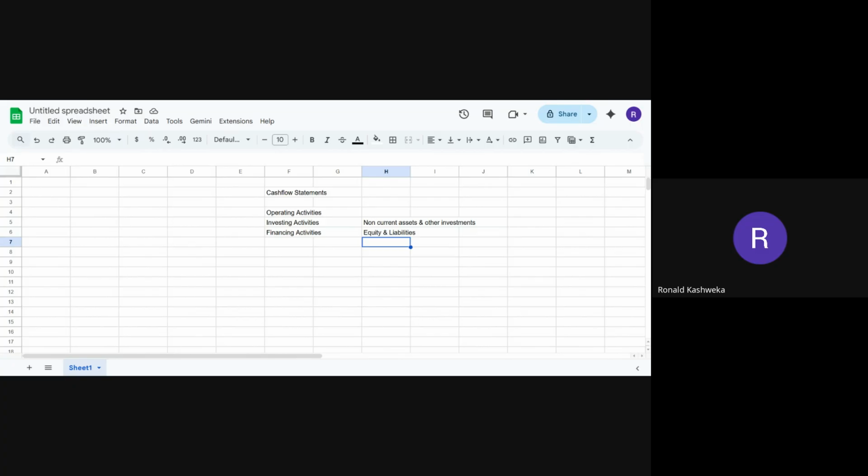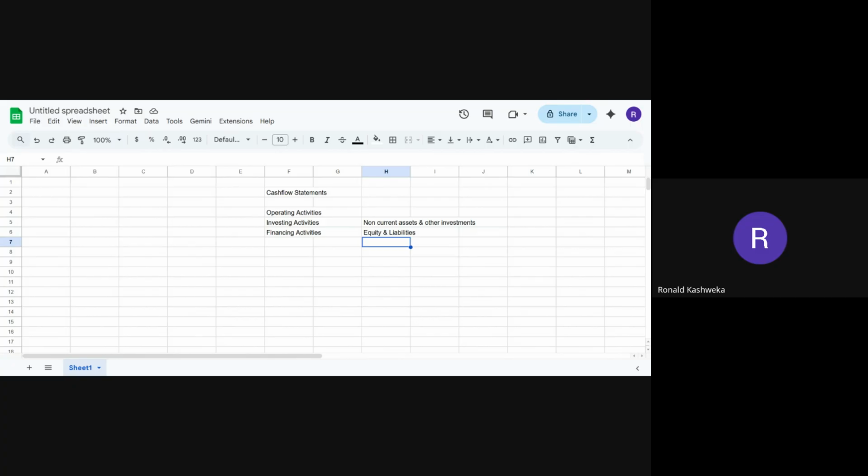So that means under equity, we'll look at our dividends and our equity share capital. Let me give you an example. Let's say, for instance, you issue more shares. That's a cash inflow. If you issue shares, that's a cash inflow. If you pay out dividends, that's a cash outflow.